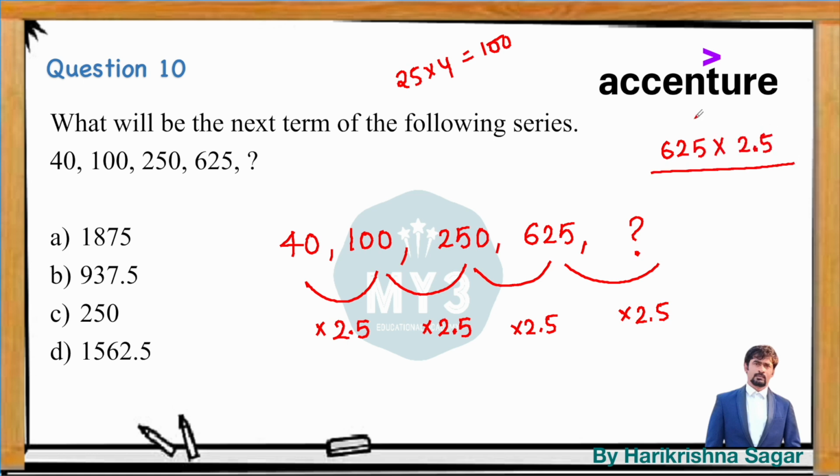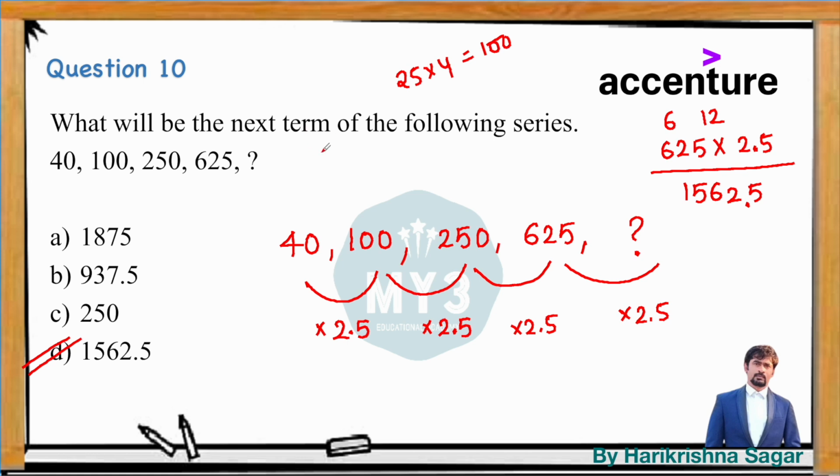25 5s are 125 and 25 2s are 50, and this is giving a result 62. 25 into 6, 150. 150 plus 6, 156. So you will be having a decimal here. Answer choice must be 1562.5, available as option D. Mark it as answer choice.